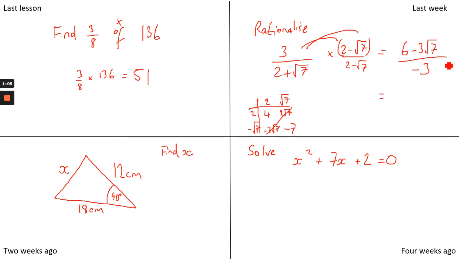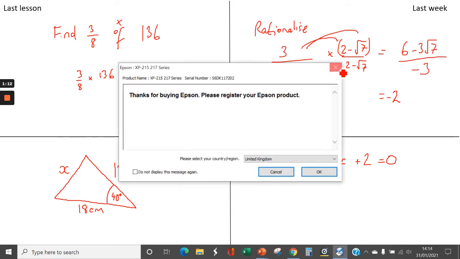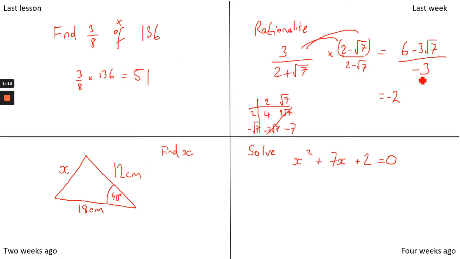Now here you can divide them. So 6 divided by negative 3 is negative 2. Negative 3 divided by negative 3 is positive 1. So it's going to be plus 1 root 7. So it's negative 2 plus root 7.